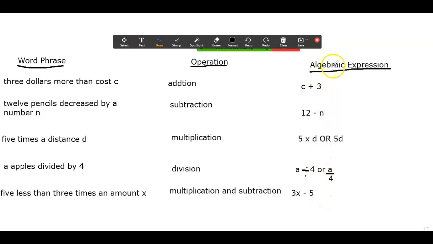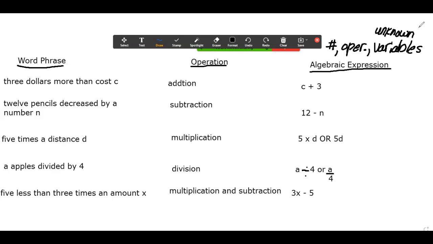An algebraic expression has numbers, operations, and variables. So remember, a variable is a letter like C, N, D, A, or X that I don't know yet. Those are my unknown values. We are not trying to solve for the variables today. We actually don't care about what the algebraic expression would represent.